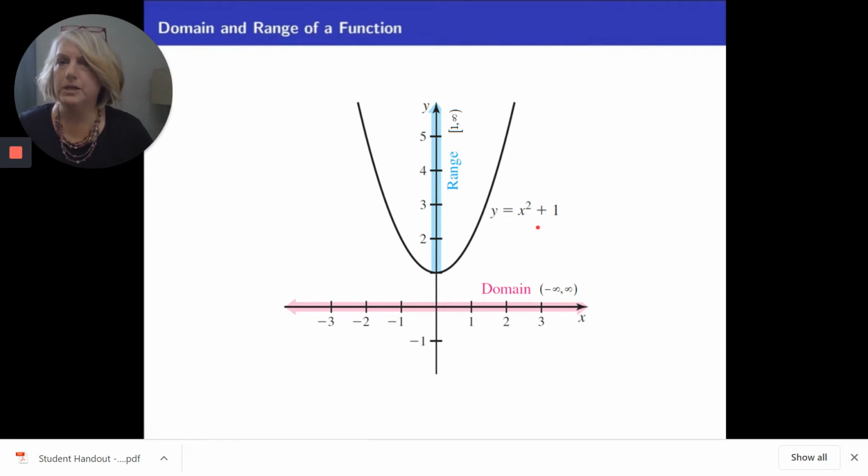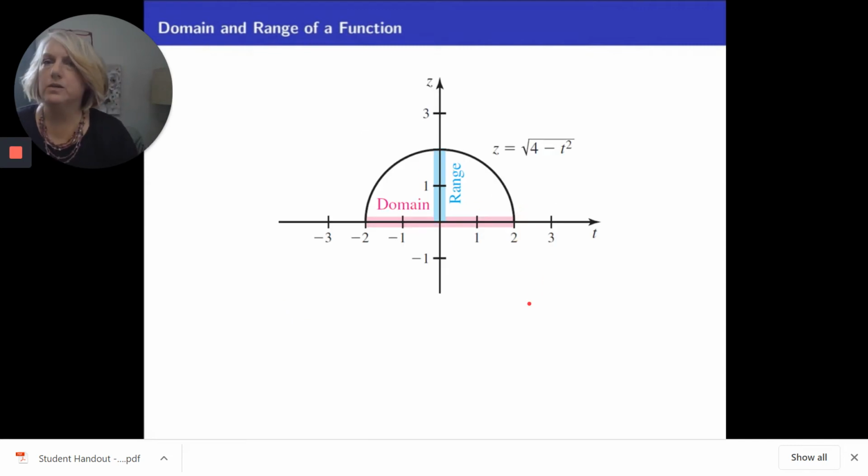This is a simple transformation of a parabola. You could see something like a semicircle, very familiar, where you could rearrange this, square both sides, and move the t over, and this would be like t squared plus z squared equals 4, which is kind of like x squared plus y squared equals r squared. So it's the circle centered at the origin.